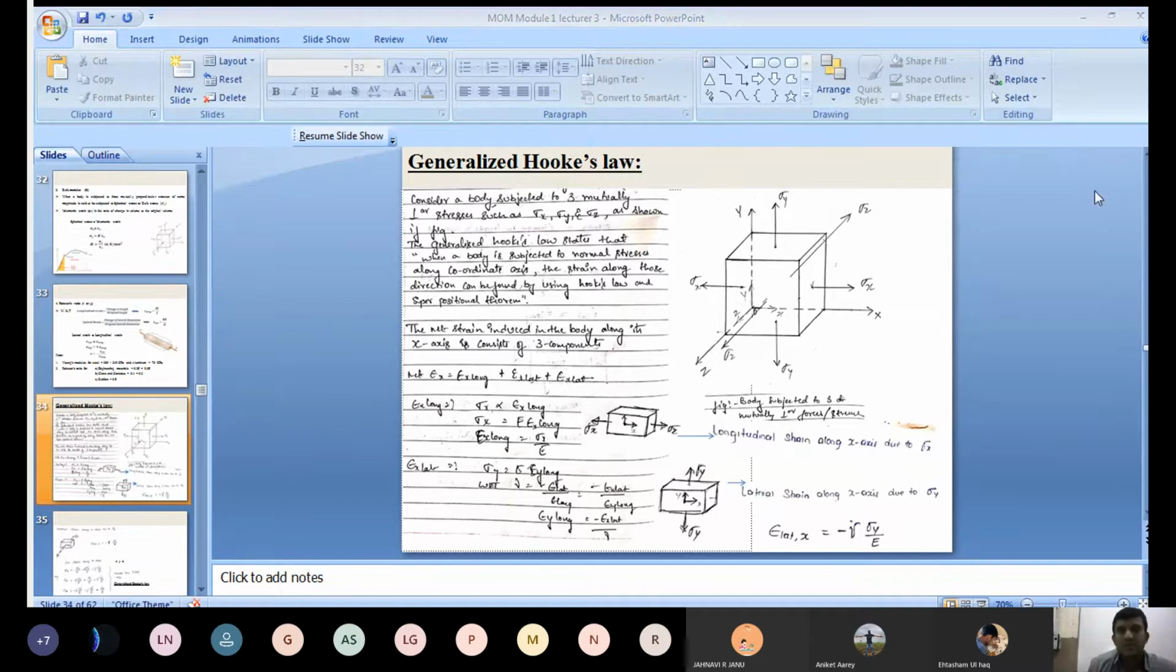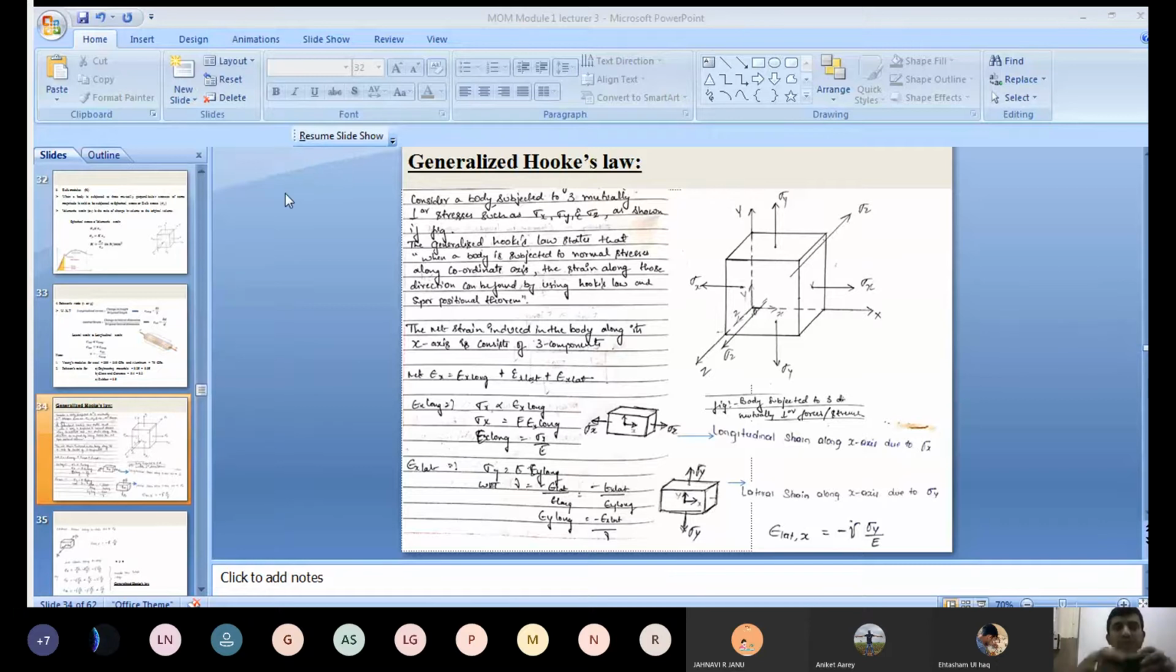Generalized Hooke's law. As you know, Hooke's law means nothing but within the elastic limit of the stress-strain curve, the stress is linearly proportional to strain. In order to remove the proportionality, we need a constant. The constant is called a proportionality constant, that you get Young's modulus, right? But here the term is generalized Hooke's law. So why do we use this generalized Hooke's law, right?